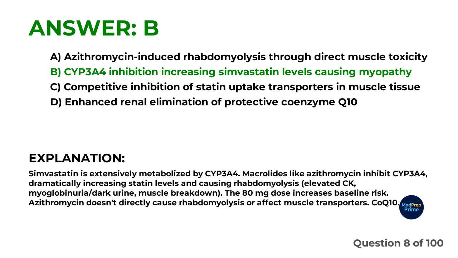Correct answer B. Simvastatin is extensively metabolized by CYP3A4. Macrolides like azithromycin inhibit CYP3A4, dramatically increasing statin levels and causing rhabdomyolysis, elevated CK, myoglobinuria, dark urine, muscle breakdown. The 80 mg dose increases baseline risk. Azithromycin doesn't directly cause rhabdomyolysis or affect muscle transporters. CoQ10 depletion is a proposed mechanism of statin myopathy, but not the DDI mechanism here.